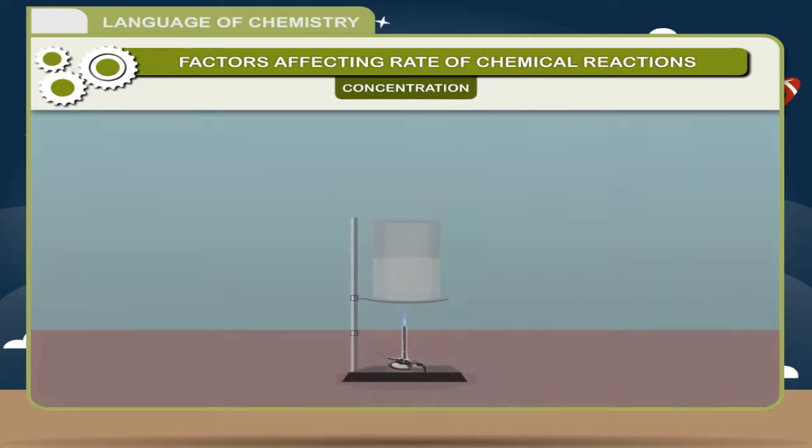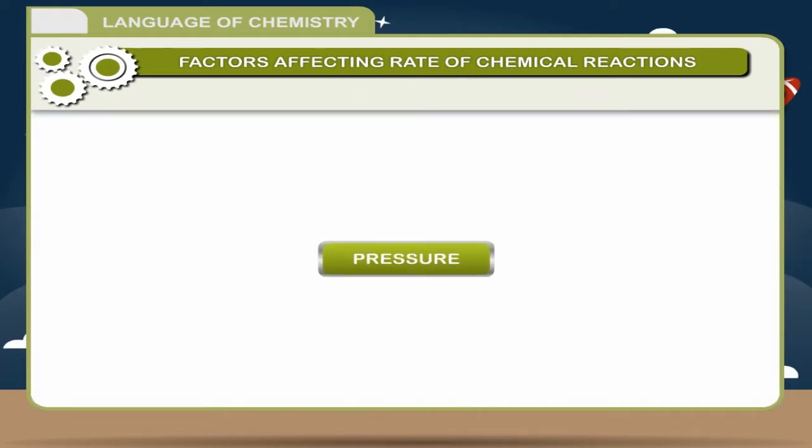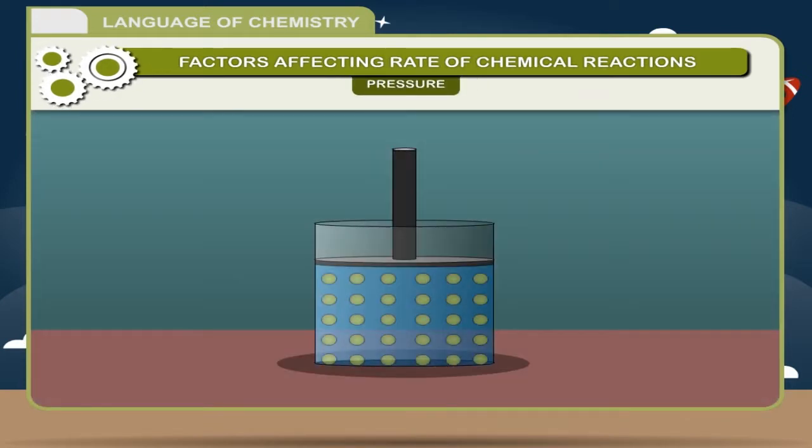Concentration. If there is more of a substance in a system, there is a greater chance that molecules will collide and speed up the rate of the reaction. If there is less of something, there will be fewer collisions and the reaction will probably happen at a slower speed. Pressure. Pressure affects the rate of reaction, especially in gases.